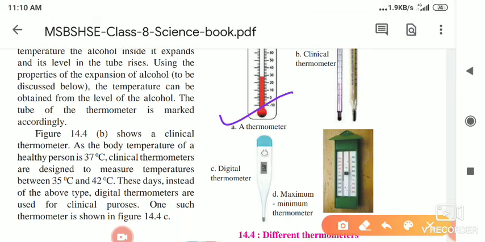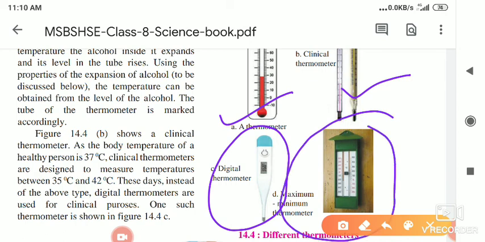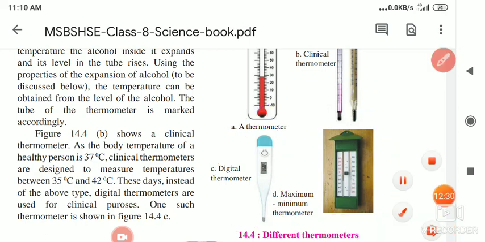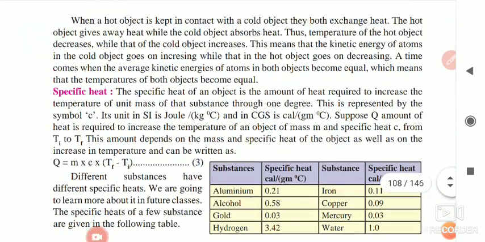This thermometer we are using in the laboratory. This one we use to check the body temperature, especially doctors use it. This is a digital thermometer used to check body temperature, and it has a sensor. Via that sensor it absorbs the heat coming out from the body and shows the temperature. The minimum and maximum thermometer is shown in this picture. So these are the different types of thermometers we are using nowadays.